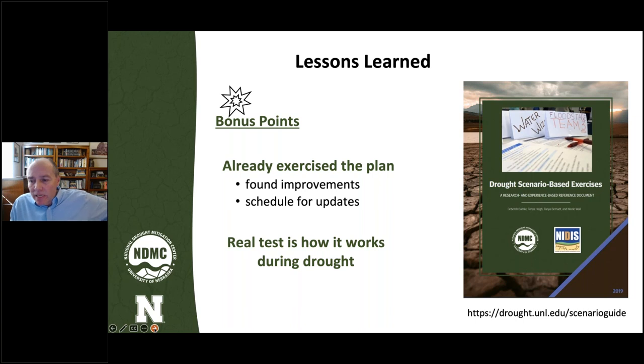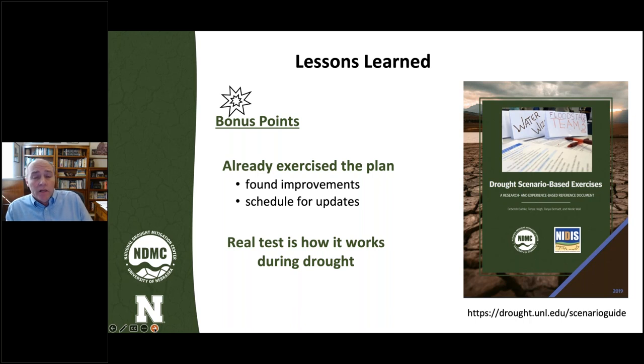And I wanted to bring this up. Sarah mentioned this, but I think the state gets bonus points because they already exercised the plan. When we talk about drought planning, we say we really don't want a plan to sit on the shelf. You really have to take it out and test it once in a while. And they already did it. And it's something that we say should always be done, and it's probably not done as much as it should be. But as they went through the plan, they brought in the agencies that had something to do with implementation of the plan, sat down, went through some scenarios, and as was mentioned, they found some areas that they could already improve upon, and they have a schedule for some of those updates. And then, of course, the real test is how that plan will work during the next drought.